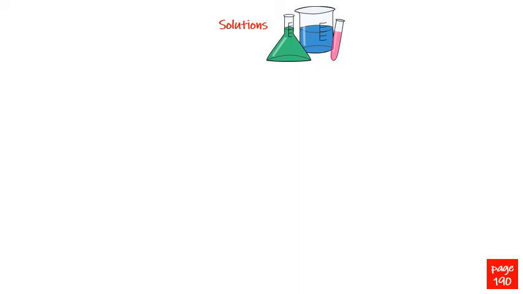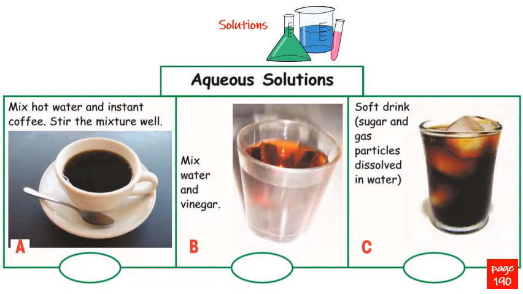Let's now observe some other examples of solutions. In this slide, we have three solutions: coffee, A; water and vinegar, B; and a soft drink, which is solution C. Okay, what is the solvent in all cases? What did we use for dissolving different substances in the three cases? What is the solvent, guys? The solvent is water. Perfect.